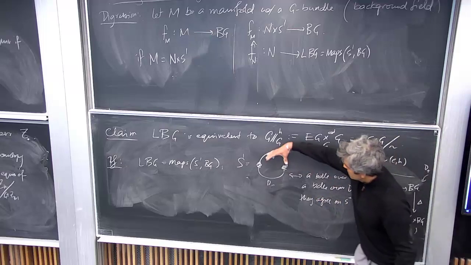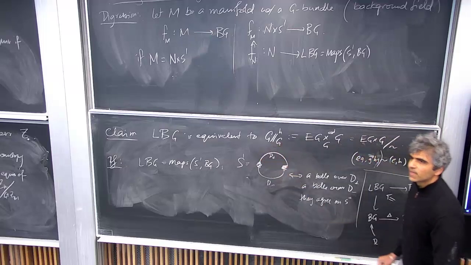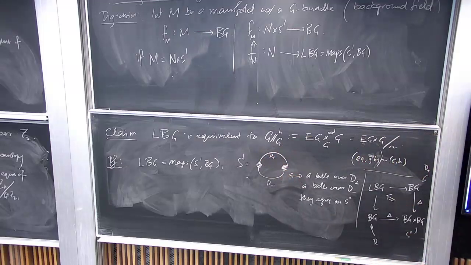These are actually contractible spaces, so this is in fact a homotopy decomposition. That's why you get a homotopy pullback here. So that's what LBG is. It's a homotopy pullback of the two diagonals mapping in here.